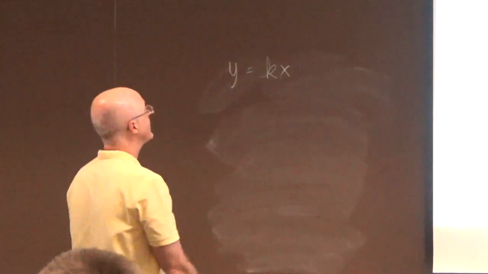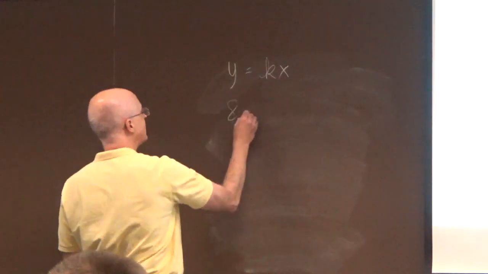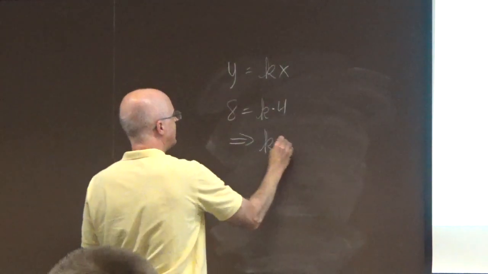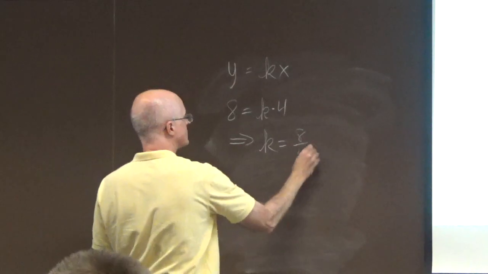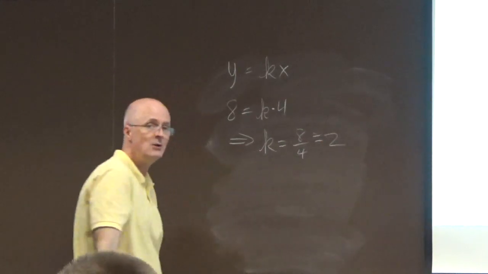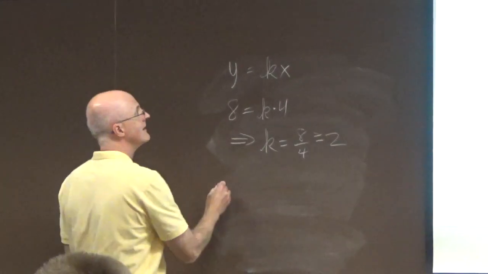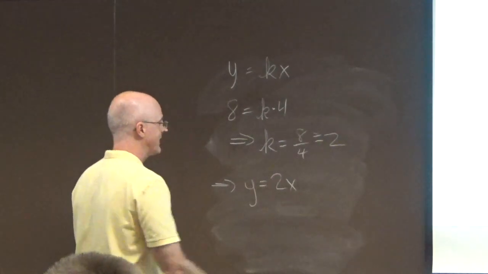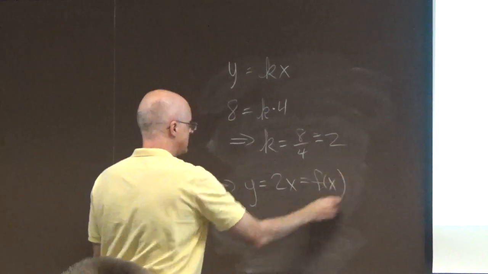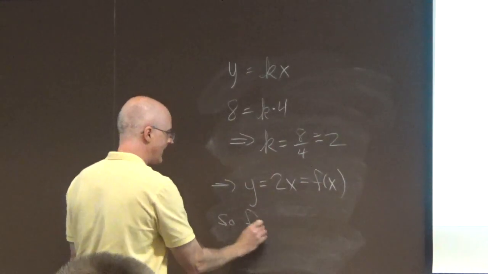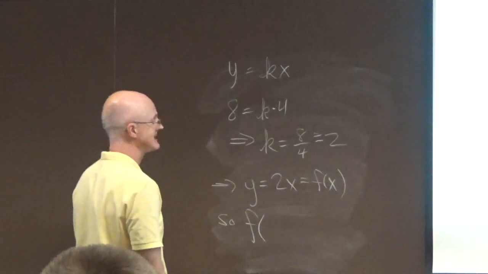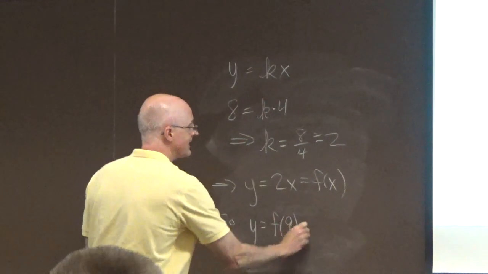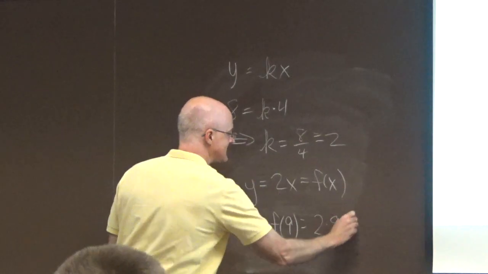Y is 8 when x is 4. Plug in y equals 8 and x equals 4. Solve for k. K is going to be 8 divided by 4, 2. Then use k. So y is 2x. Okay, now I'll go ahead and use function notation. So, what is y when x is 9? Y equals f of 9 is 2 times 9 is 18.